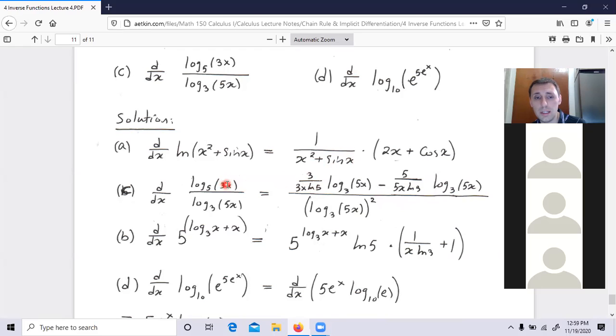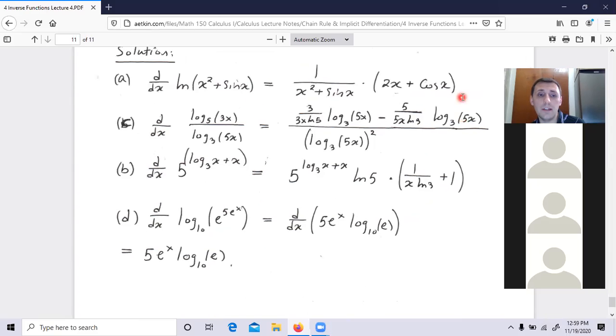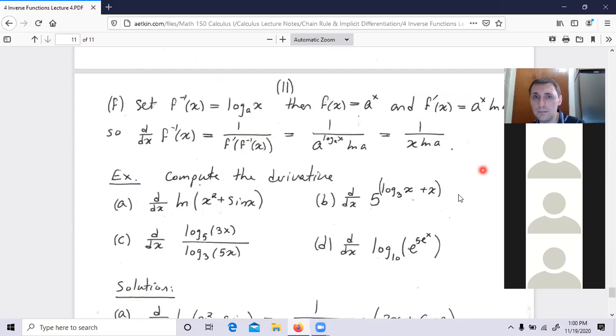Derivative of the numerator is, what is that? It is 3x ln 5 and times 3. You all see that? Minus, I take the derivative of the denominator, which is 1 over 5x ln 3 multiplied by 5, because the derivative of 5x is 5, times log base 3 of 5x. I think there is an error here. It should be log base 5 of 3x. That's a mistake here. It should be log base 5 of 3x. All right. And then finally, problem number D. Please solve it.